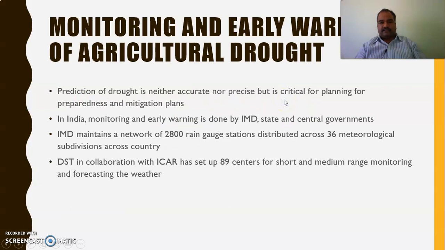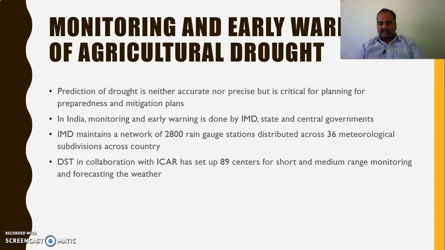And next is monitoring and early warning of agricultural drought. This is the most important thing. See, why this is the most important thing is that the agricultural sector in our country has stretched over nearly 30 to 40% of the land available in our country. Most of the people in our country are still farmers.